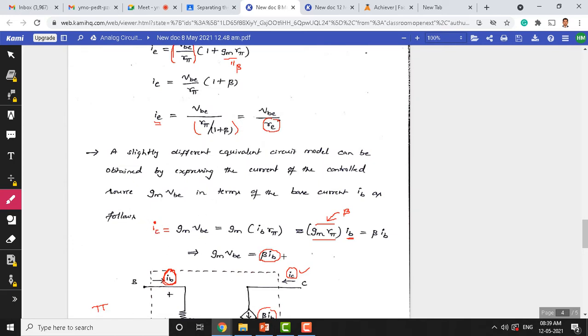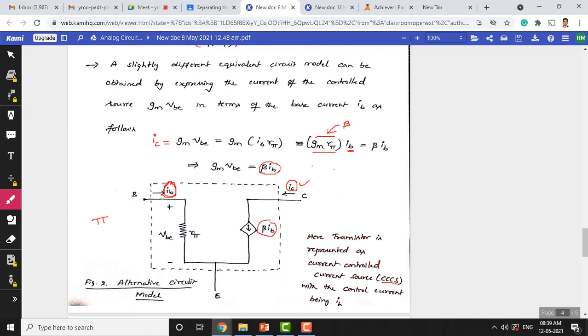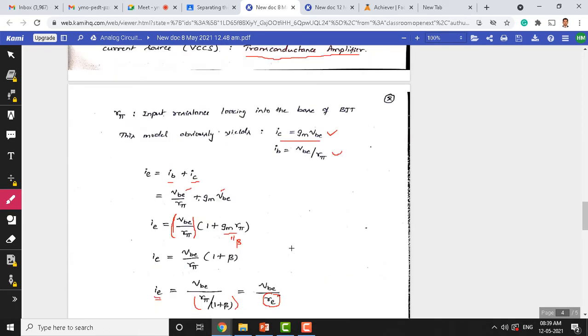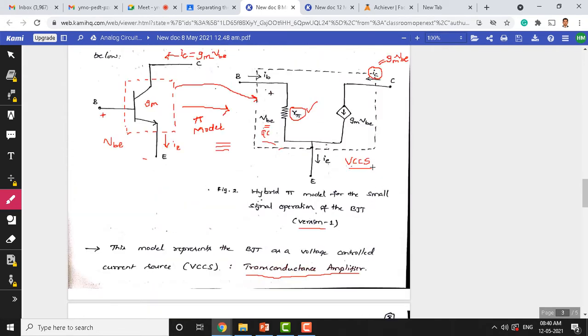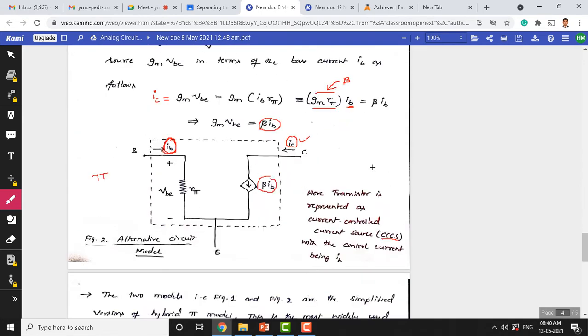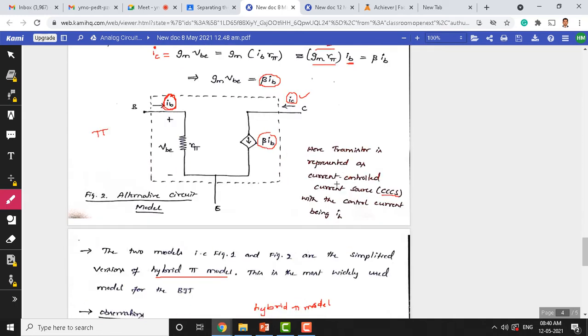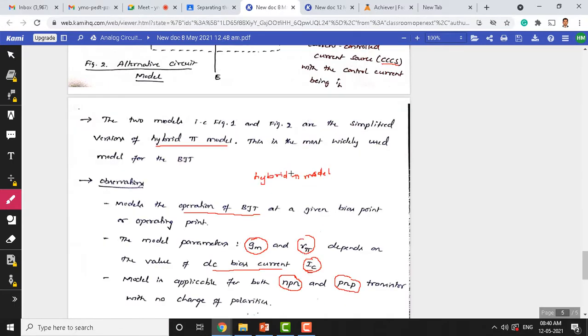We expressed the collector current in terms of beta and base current. That's how we have another model for the BJT. The first model is based on a voltage controlled current source, VCCS, whereas the second version of the hybrid pi model is based on a current controlled current source. As you can see here, this is a current source controlled by the input current, the base current, since the current flowing in this current source is beta times IB. So these are the two different versions of hybrid pi models we have discussed.